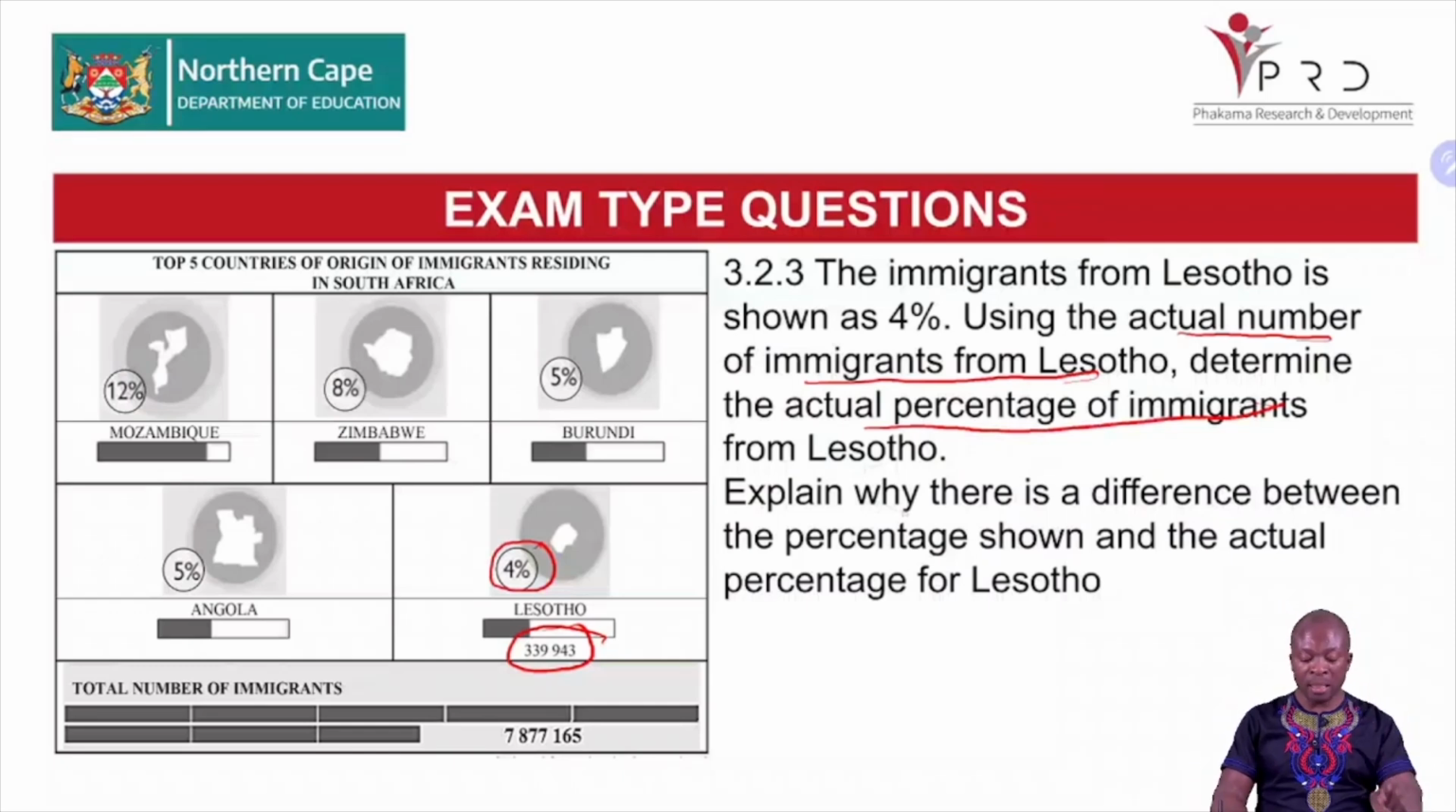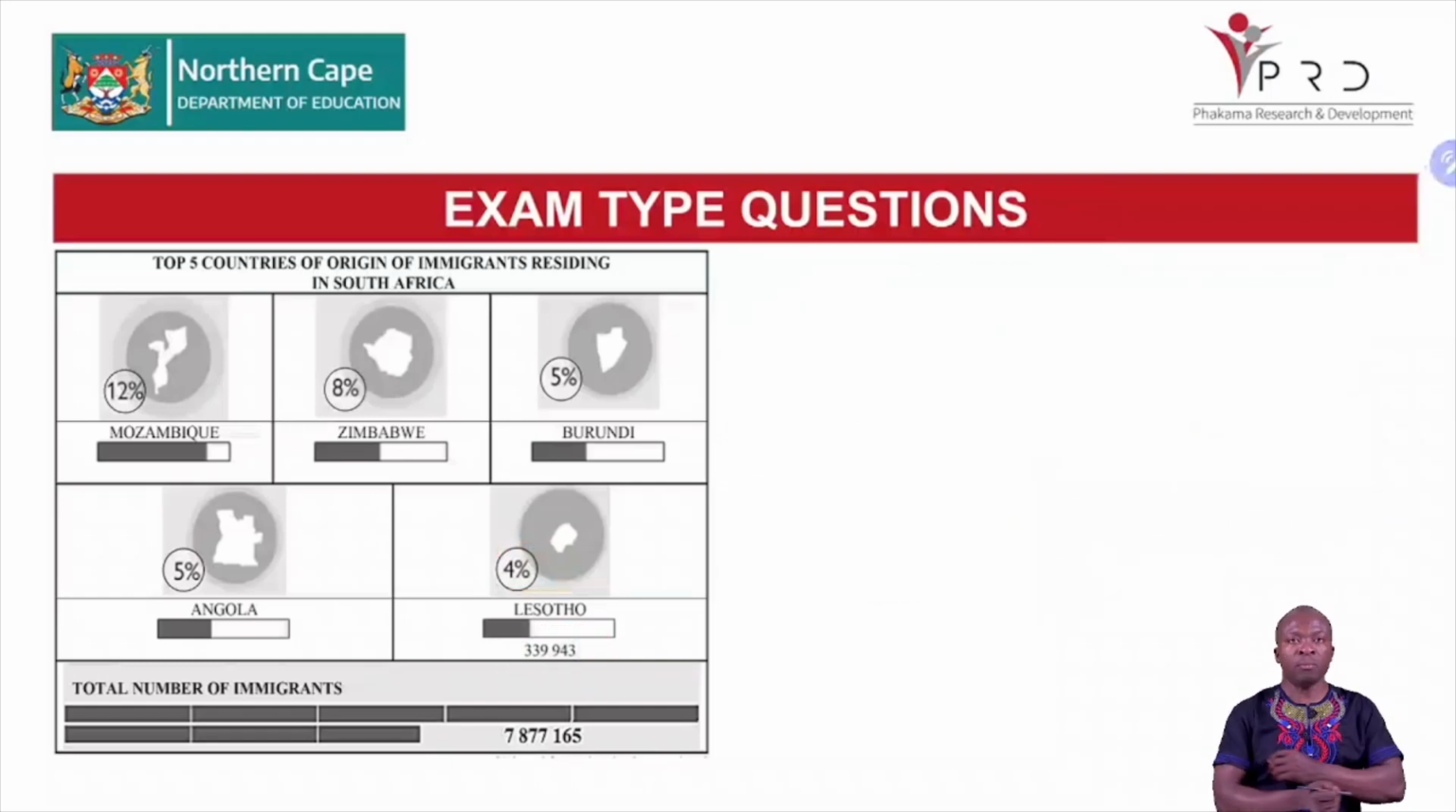When you are done, you are not stopping there. You have to explain why there is a difference between the percentage shown and the actual percentage of Lesotho. So first, let's work together. Give me the actual percentage. Is it really 4% or not 4%? So using this information and all the percentages that you have worked out, let's work. Yes, 3 minutes. This one I'm giving you 3 minutes. Write down how you should answer this question. You are allowed to ask the one next to you.